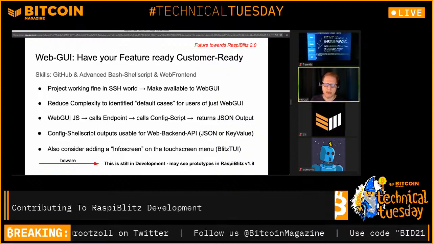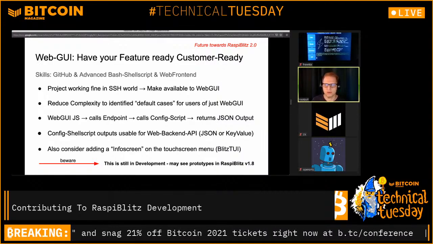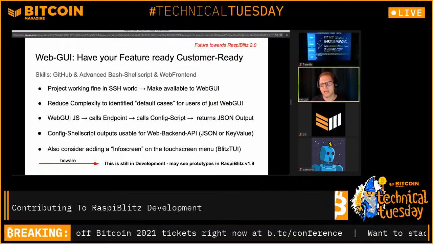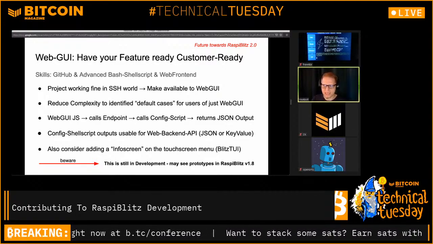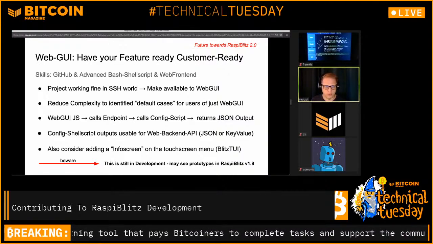Then you can still use all the features in the SSH world, but for the web GUI world, maybe dumb it down a bit to the basic features you really see the normal user, the customer, would use, and cut down the feature set you can set on the web GUI to that level, to make it not too complicated on the integration. So this is a little bit where we might go in the 2.0 direction with Raspiblitz.